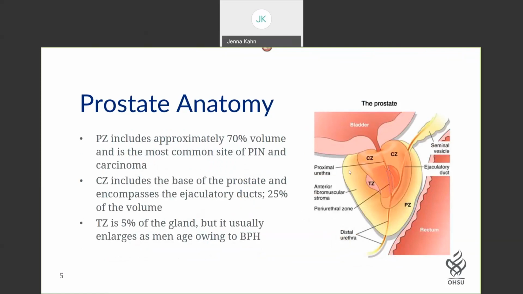So the peripheral zone of the prostate is 70% of the volume, and it's the most common site for these cancers. The central zone includes the base of the prostate and encompasses the ejaculatory ducts and is about a quarter of the volume. And the transitional zone of the gland is usually what enlarges in older men, and it causes what's called benign prostatic hypertrophy and a larger prostate gland as men get older.